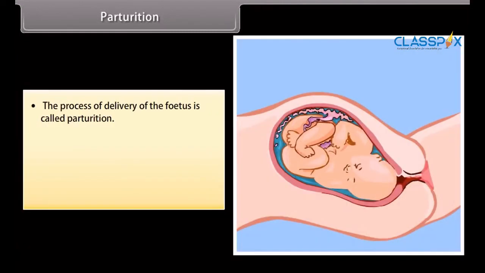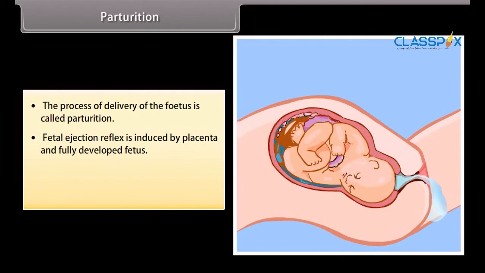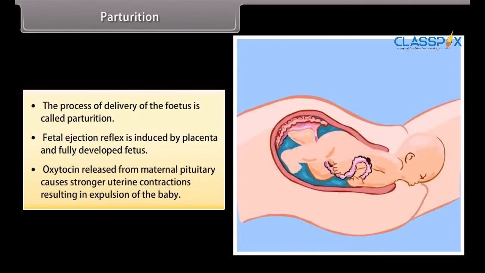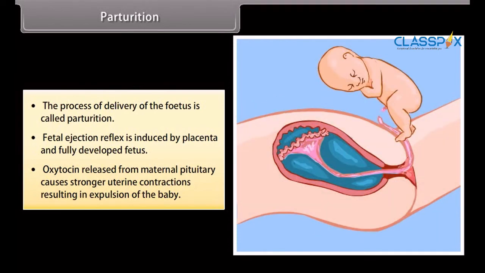Parturition. The process of delivery of the fetus is called parturition. The fetal ejection reflex is induced by the placenta and fully developed fetus. Oxytocin released from the maternal pituitary causes stronger uterine contractions, resulting in expulsion of the baby.